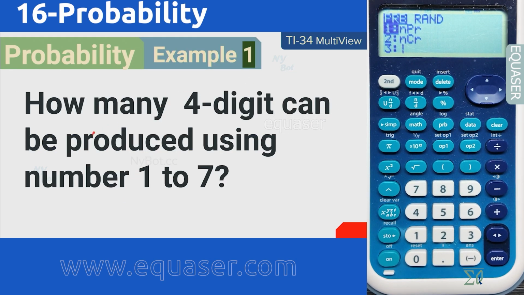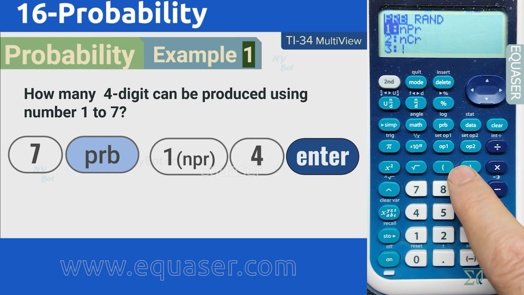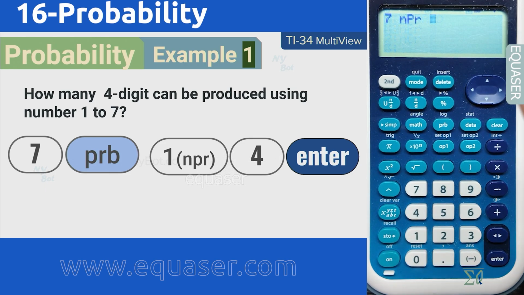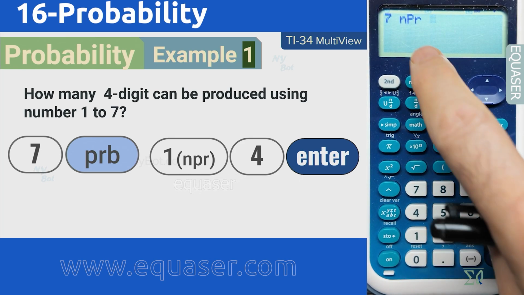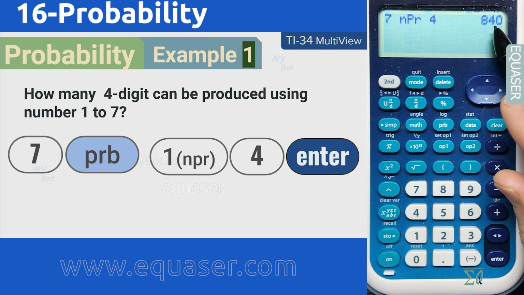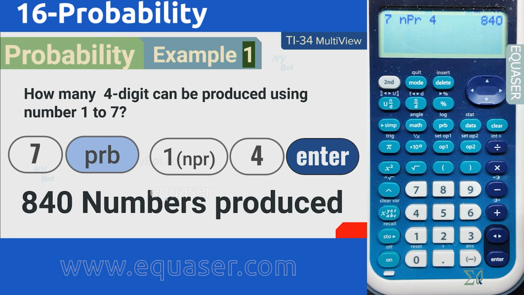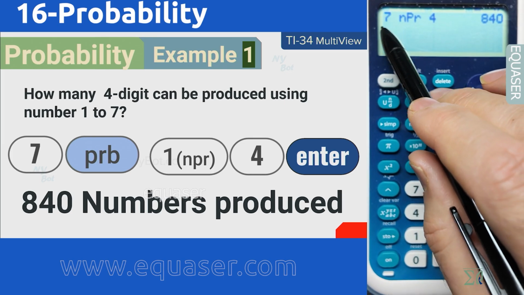Now, example 1: how many 4-digit numbers can we produce using the numbers 1 to 7? For that, we have 7 digits, so PRB, and then number 1, and so 7 pick 4, or permutation. The answer is 840 numbers produced from 1 to 7.